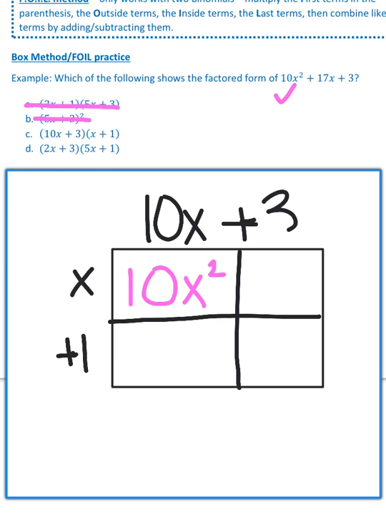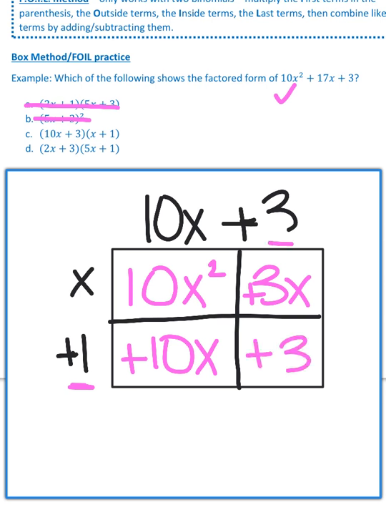And then I have x times 3. And if I do x times 3, that's going to give me 3x. And that's a positive 3x. And then I have 1 times 10x. If I do 1 times 10x, that is a positive 10x. And then the last box is a positive 1 times a positive 3. And that gives me a positive 3. So just at first glance, it looks great. I've got a 10x squared, and that matches up. I have a positive 3, and that matches up.